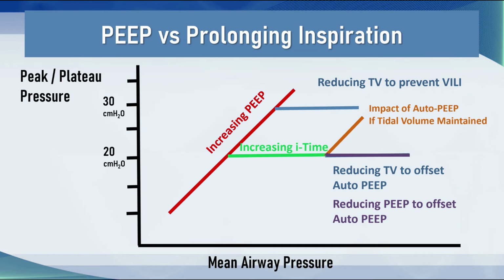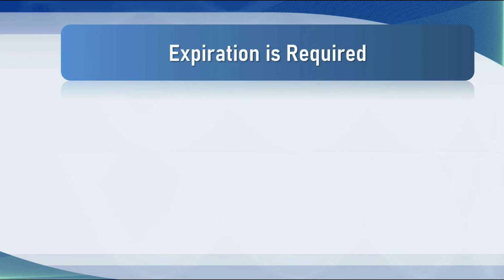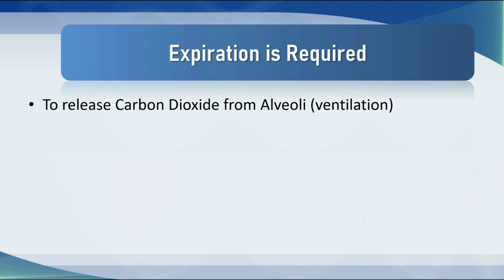But always remember that when you're trading all these things off against each other, the big problem is expiration. Expiration is important because the major purpose of expiration is to release carbon dioxide from alveoli. We call that ventilation, and carbon dioxide is a poison, and it causes acidosis, and it causes all kinds of problems as it builds up in the body. But also expiration is required to allow the right atrium to fill, and I will cover this in a tutorial later in the course on heart-lung interactions.